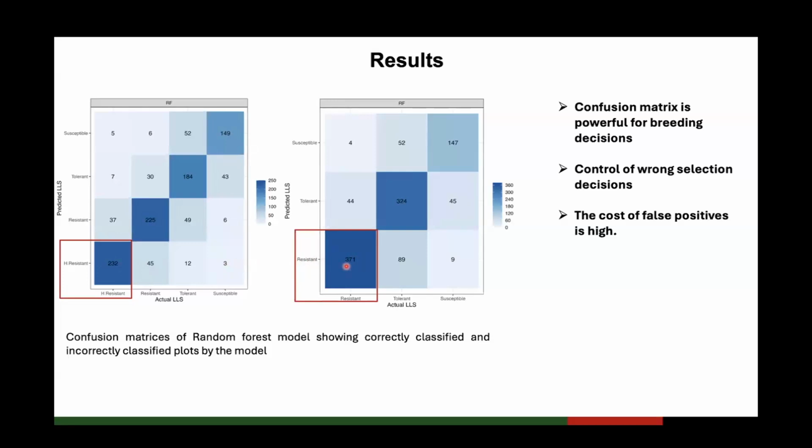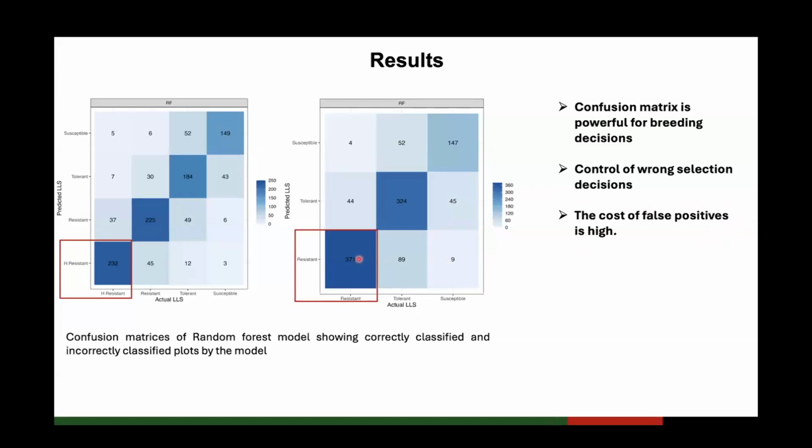very large populations. And for selection purposes, the classification models are much better compared to the linear regression methods because the classification methods have a confusion matrix, which is very powerful. This confusion matrix helps us control for wrong selections because the cost of false positives in plant breeding is very high.